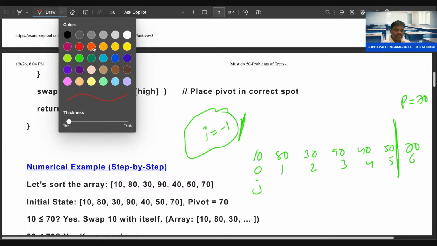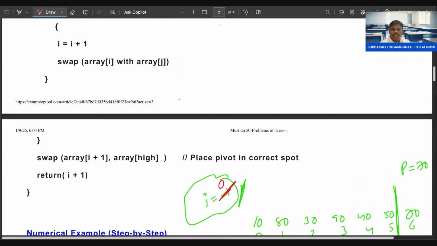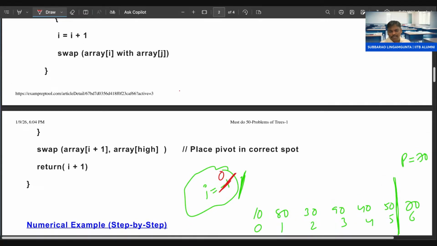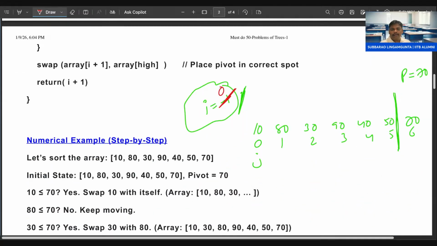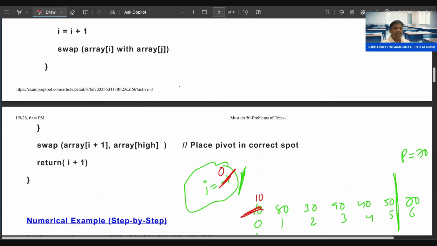Let me change the color. So I will become 0. Then afterwards, swap A of I, A of J. After making I plus 1, swap A of I, A of J. I and J are both the same, so 10 is replaced by 10. After swapping is over, you are there in the for loop.